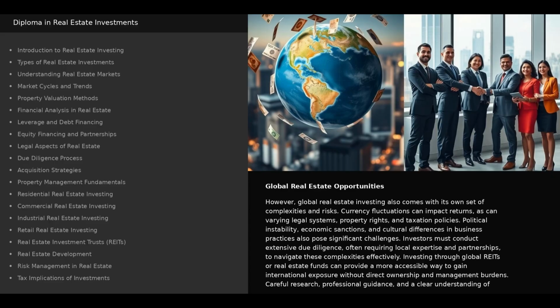Investing through global REITs or real estate funds can provide a more accessible way to gain international exposure without direct ownership and management burdens. Careful research, professional guidance, and a clear understanding of international market dynamics are essential for successful global real estate investments. The potential rewards often justify the additional effort in managing these unique risks.